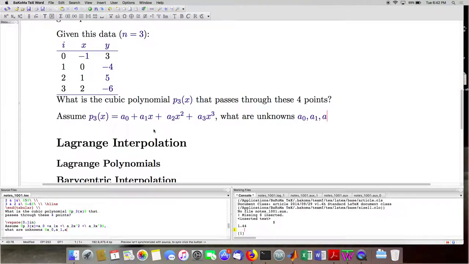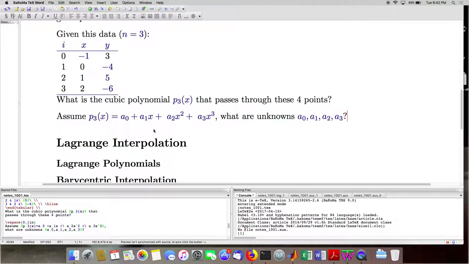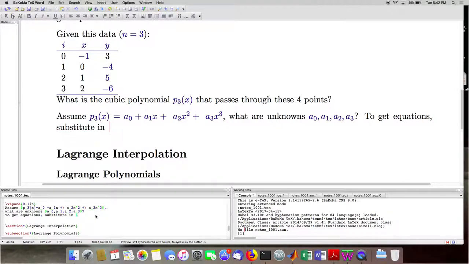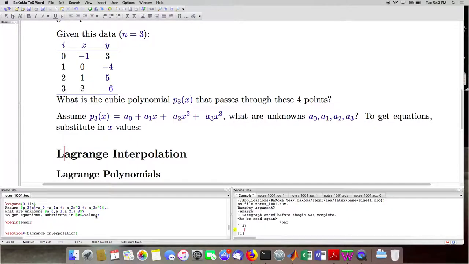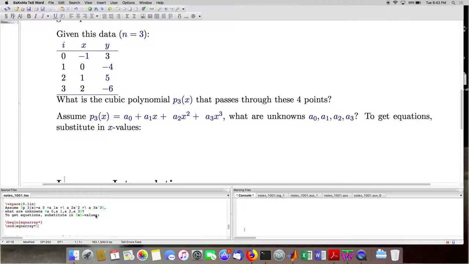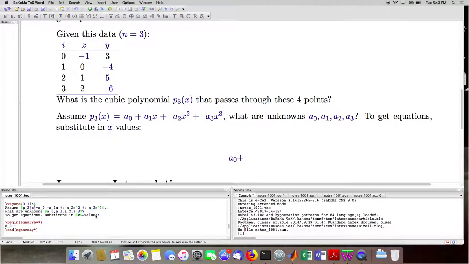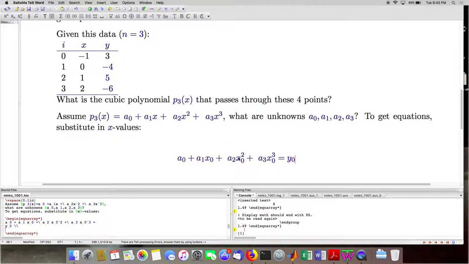I have four unknowns. So I need to come up with equations that I can solve to get these coefficients. To get equations, I substitute in the x values. I'll go ahead and do that, first with general notation, then filling in specific numbers. So a0, a1, x0. I'm going to plug in x0: a2 x0 squared plus a3 x0 cubed. If I substitute x0 into this polynomial, I have to get the y value as a result. So that'd be y0. Now I have one equation that helps me nail down these coefficients.